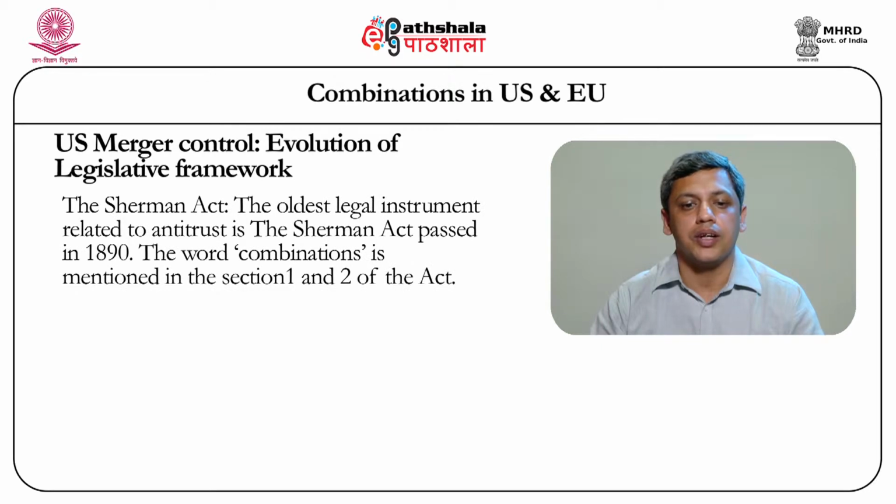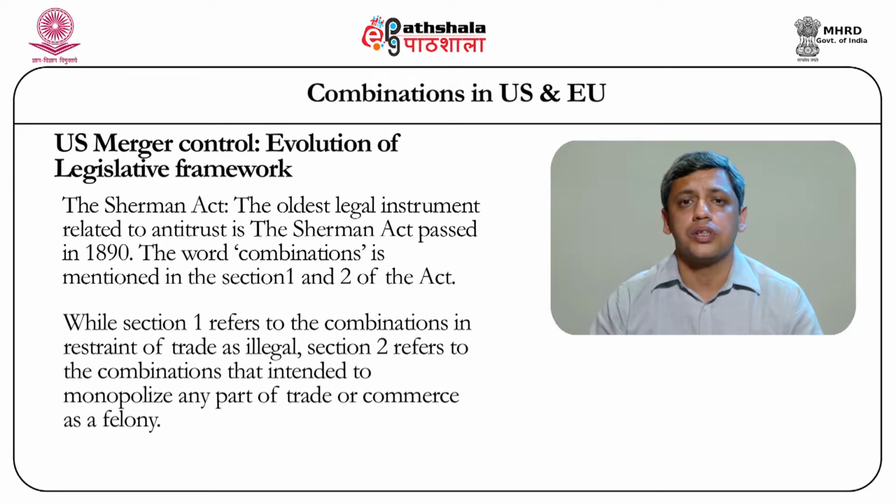The oldest legal instrument related to antitrust is the Sherman Act, which was passed in 1890. It's important to note that the word combinations is mentioned in section 1 and 2 of the Sherman Act. The relevant sections read that every person who shall monopolize or attempt to monopolize or combine or conspire to monopolize any part of trade or commerce shall be deemed guilty of felony. The other section reads that every contract, combination in form of trust or otherwise or conspiracy in restraint of trade or commerce is declared illegal. Thus, we can notice that the relevant sections refer to combinations in restraint of trade as illegal, and combinations which are intended to monopolize any part of trade or commerce are called a felony.